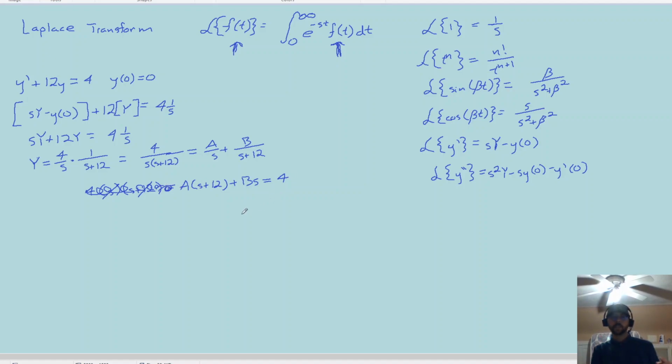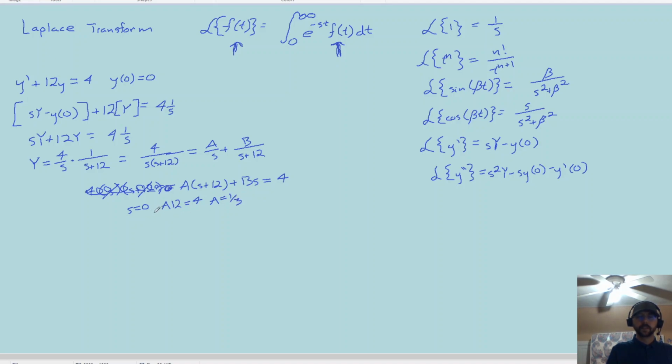So now what we can do to solve this type of thing, there's different methods. The one that I like and I think is the easiest is we're going to set s equal to some value that will cancel out either the a or the b so that we can solve. So for example, if s equals 0, this b term goes away. So let's do that. When s equals 0, we have a times 12 equals 4. Divide both sides by 12, we get a equals 1/3.